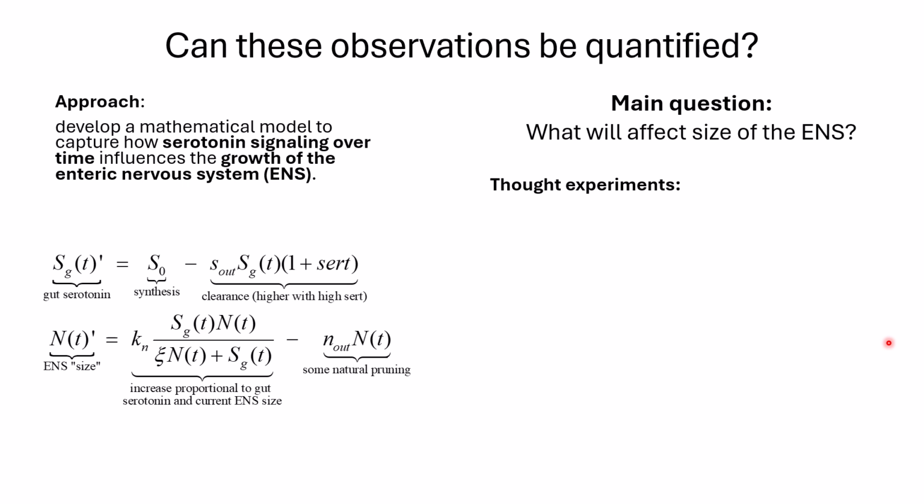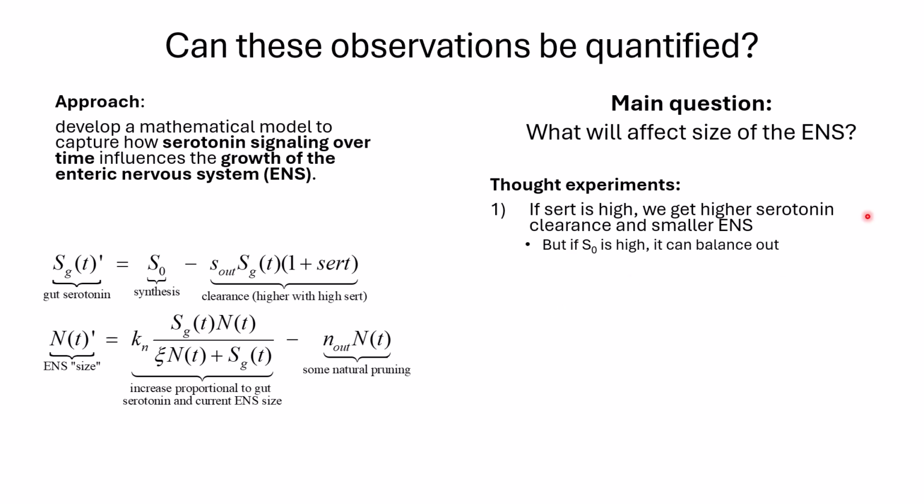You do not need to be a modeler or a genius. You can just do some thought experiments. So before I actually run any simulations, I like to think through what it is that I expect. So as I said, if SERT is high, then we will get higher serotonin clearance, so less serotonin available to contribute to a formation of enteric nervous system, and therefore smaller ENS. Okay, but if I have a lot of the synthesis, yes, I have high clearance, but if I have high synthesis, then maybe it will balance out.